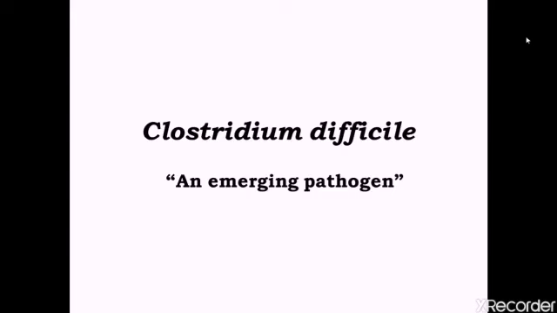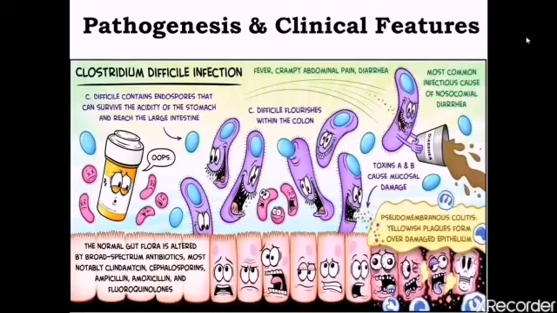So the mode of transmission is through the fecal-oral route, and this is the pathogenesis of Clostridium difficile. Antibiotics such as clindamycin, second and third generation cephalosporins, or use of fluoroquinolones such as ciprofloxacin, levofloxacin. So all of these antibiotics can suppress drug-sensitive members of normal flora, and this allows Clostridium difficile to multiply, and it produces exotoxin A and B.